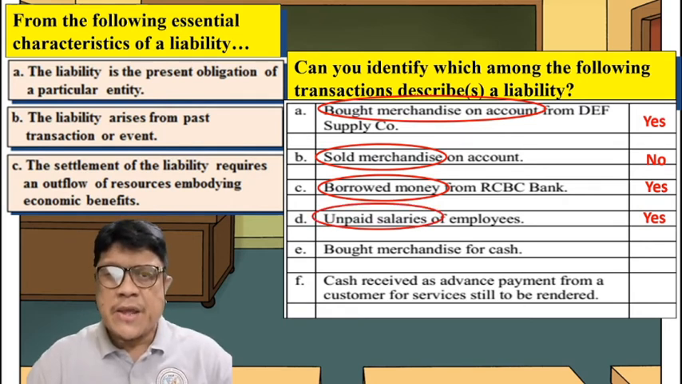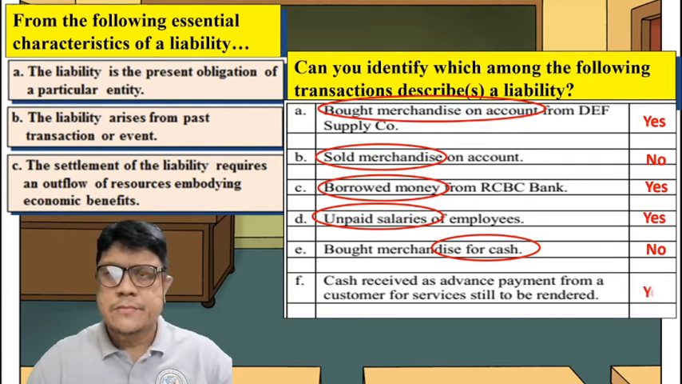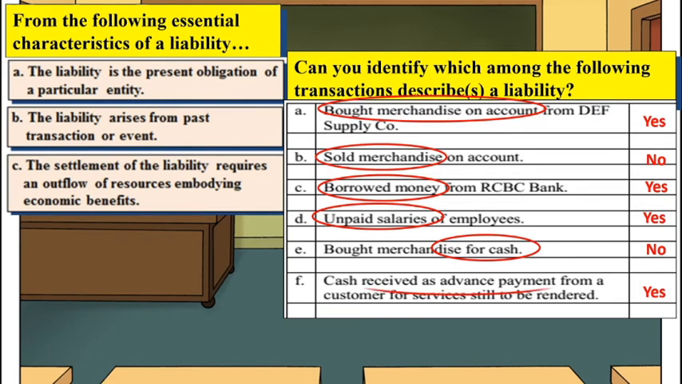Keyword: unpaid salaries. Bought merchandise for cash. Very good. Keyword: merchandise for cash. Cash received as advance payment from a customer for services still to be rendered. Very good. Keyword: cash received as advance payment.